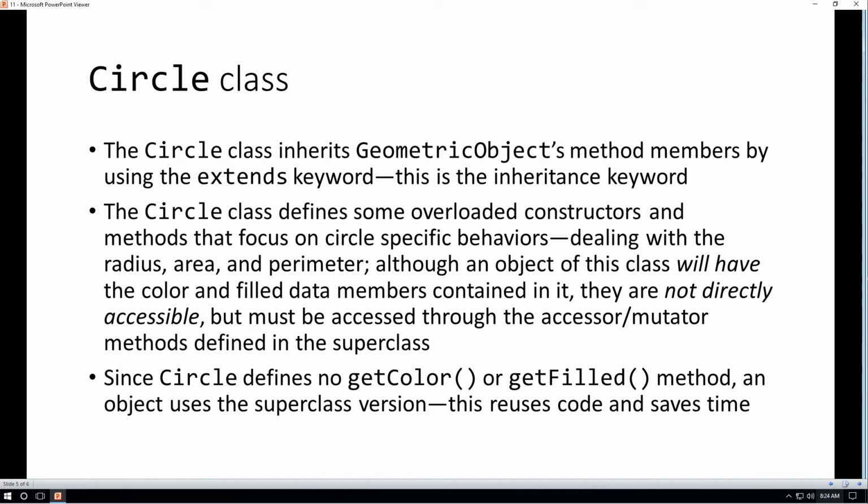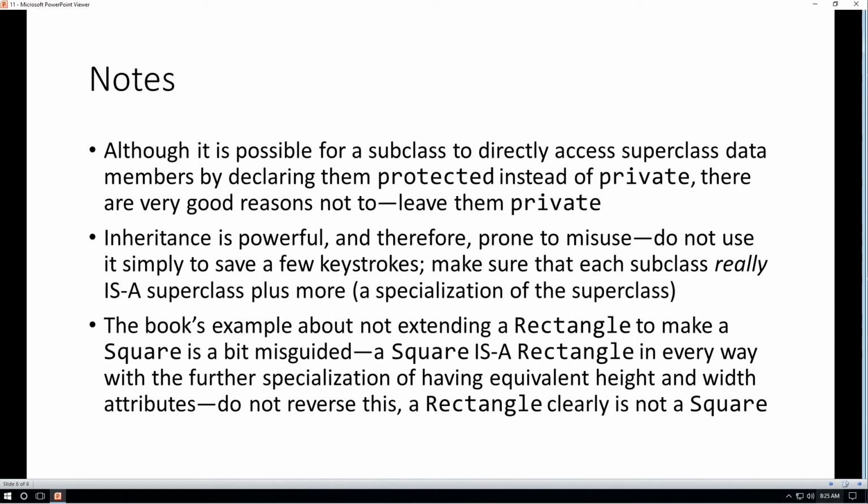So this allows us to make specialized classes like circle that focus on circle related things without having to repeat the common stuff in the superclass. The subclass extends the superclass and gets the getColor and getFilled methods because of that. It is possible for a subclass to directly access superclass data and members by using the protected keyword instead of private. There are some good reasons not to do this though, so I will continue to teach only private and public and follow the book's example in doing so.